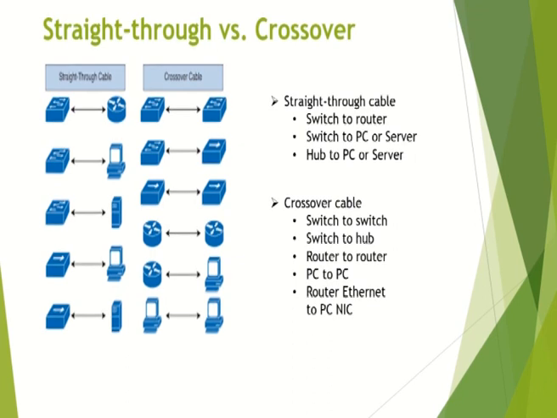Use straight-through Ethernet cable for the following cabling. Straight-through cable is used for switch to router, switch to PC or server, and hub to PC or server. Use the crossover cable for the following cabling: switch to switch, switch to hub, router to router, PC to PC, router Ethernet to PC NIC.